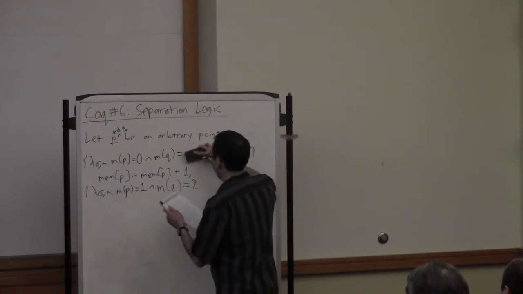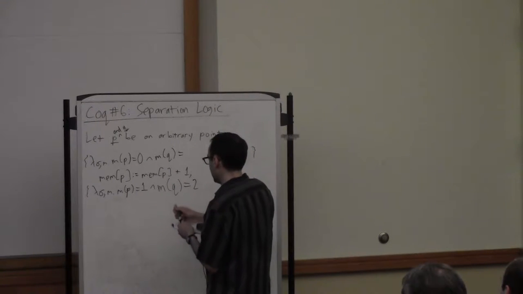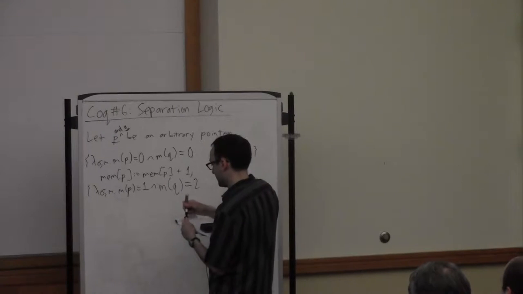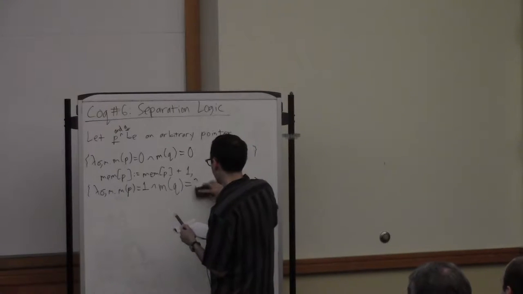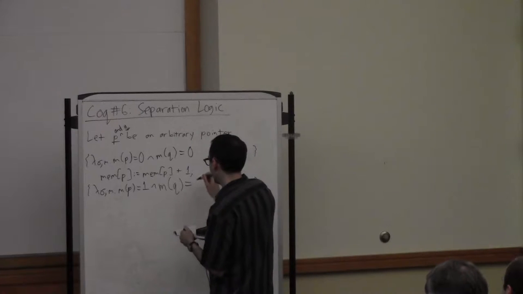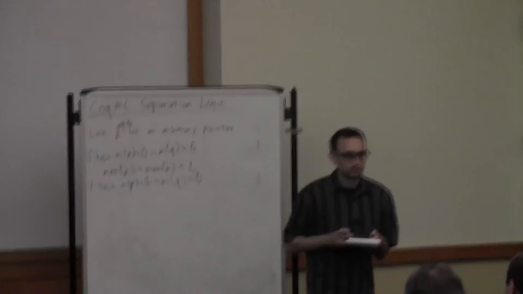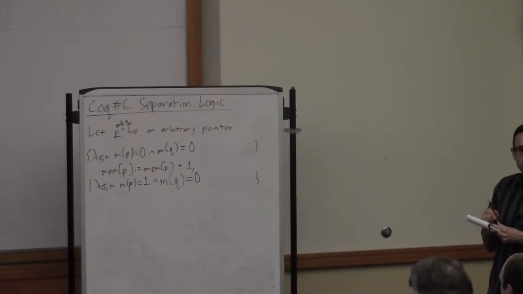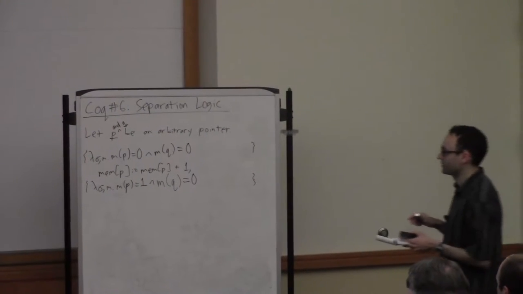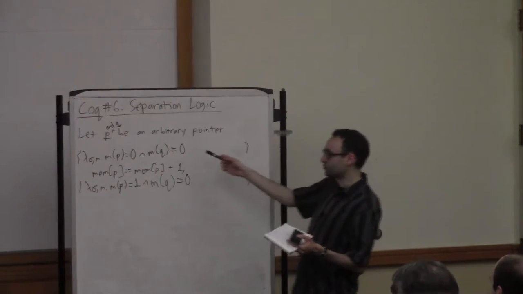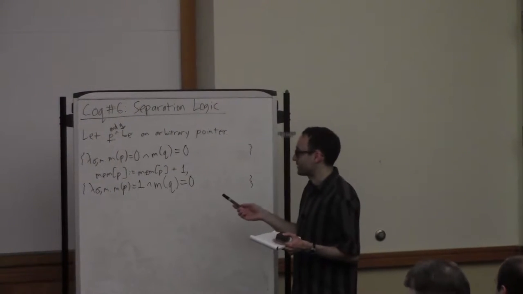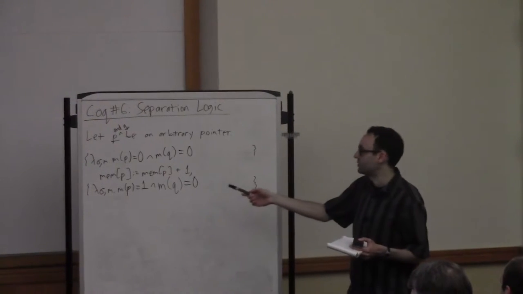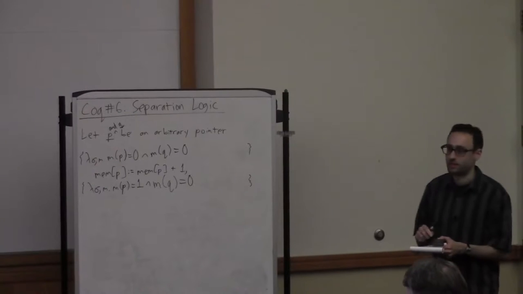Let's say that we started out with 0 in both of these addresses, and then afterwards we'd like to show that Q has retained its value of 0. So now what's the verdict? Does this program meet its specification? It doesn't, because if P equals Q, then this could be a perfectly true precondition, but the effect will be not only to change M of P to 1, but we'll also change M of Q to 1, and we won't be able to meet this postcondition.